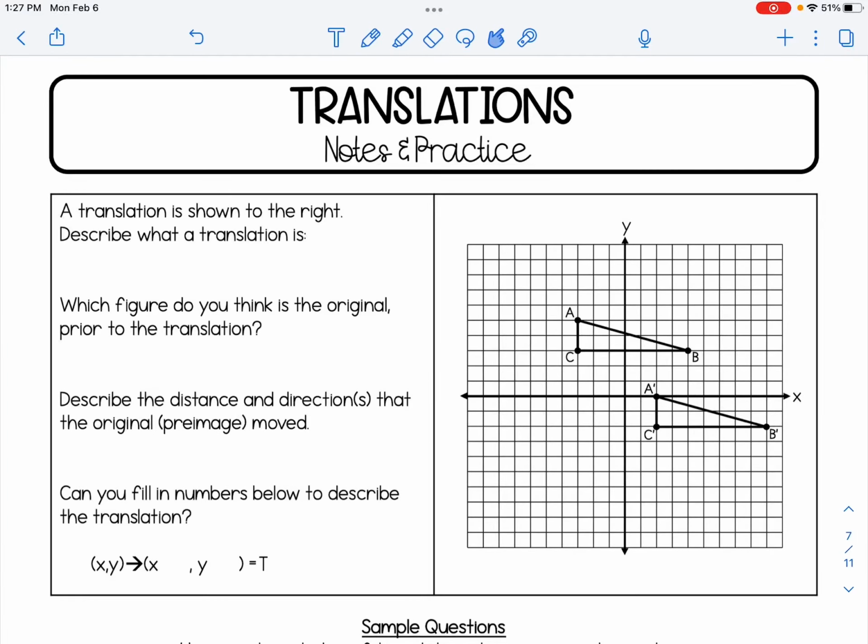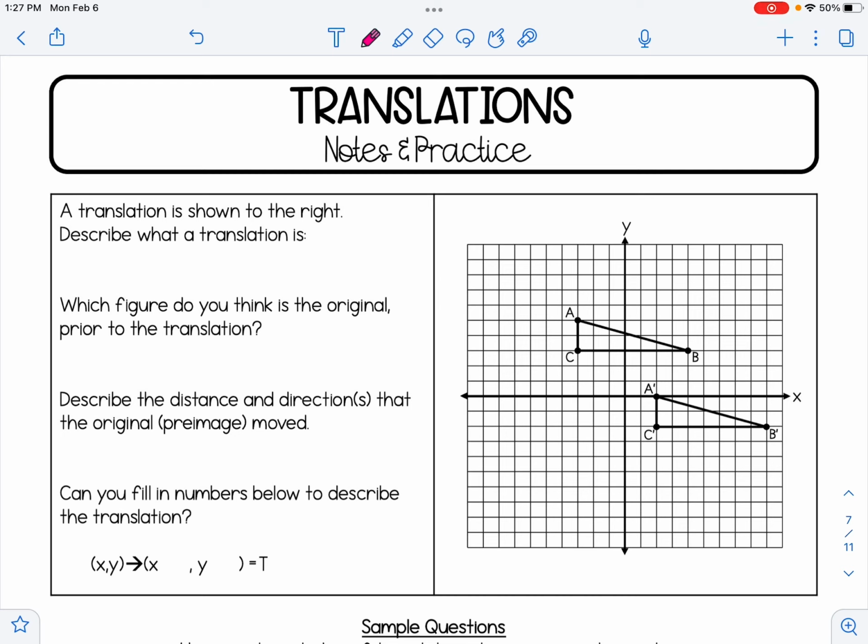In this video, we are going to be learning all about translations. To start, if we take a look at the picture of the coordinate plane here, we see there are two triangles graphed on it. One is triangle ABC, and the other we're going to call triangle A prime, B prime, C prime. So this problem tells us that a translation is shown in this picture, and we're asked to describe what a translation is.